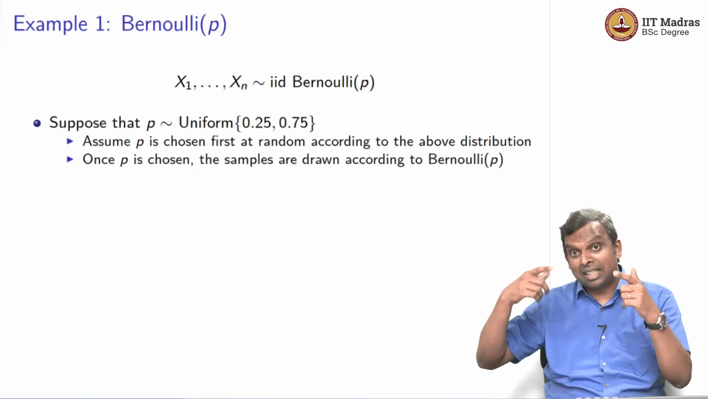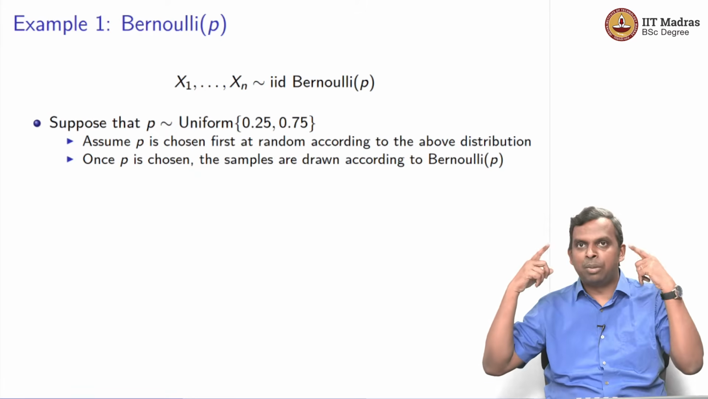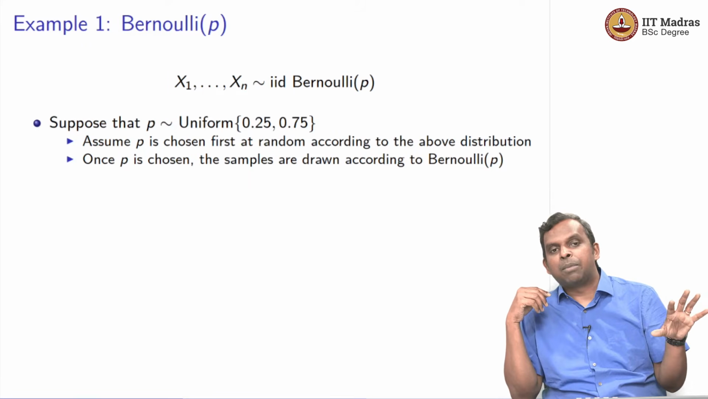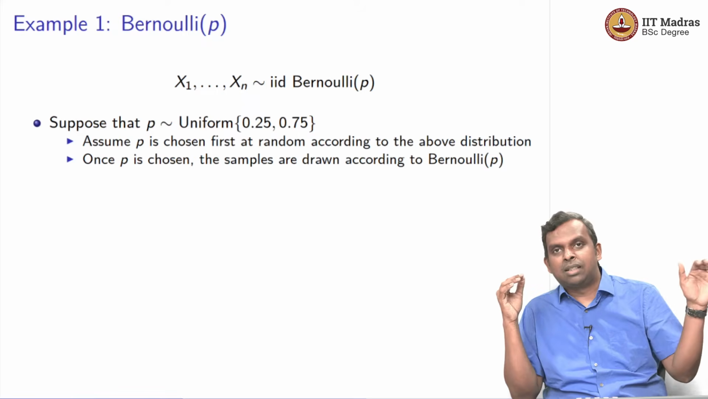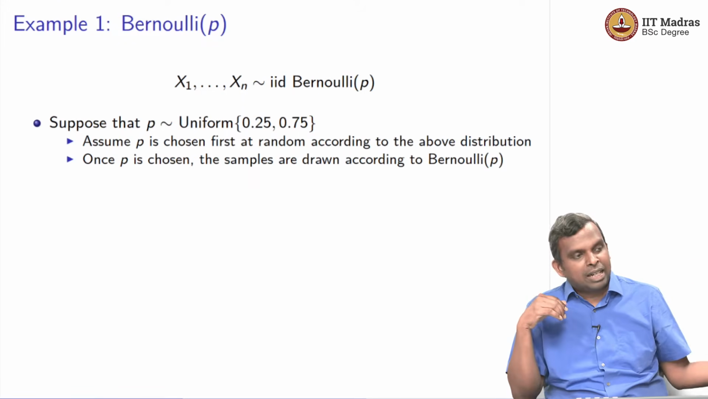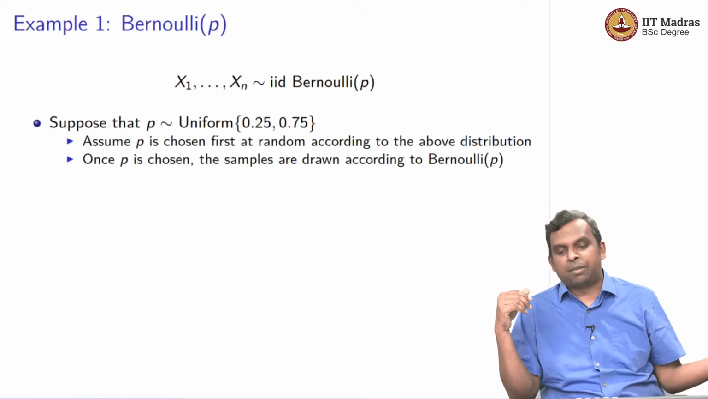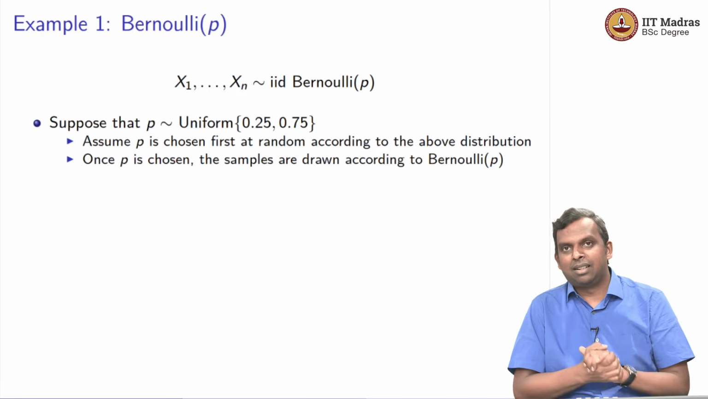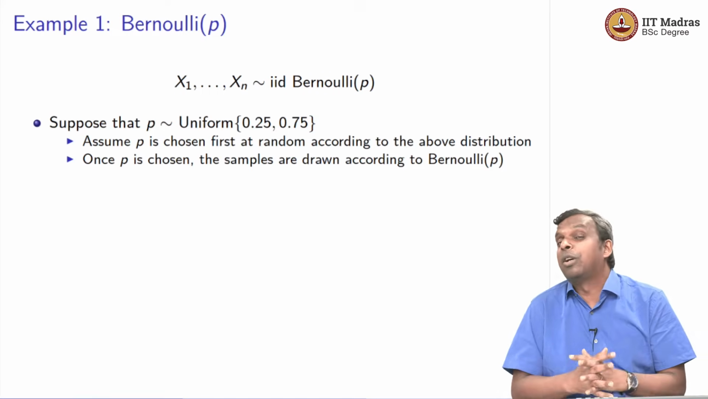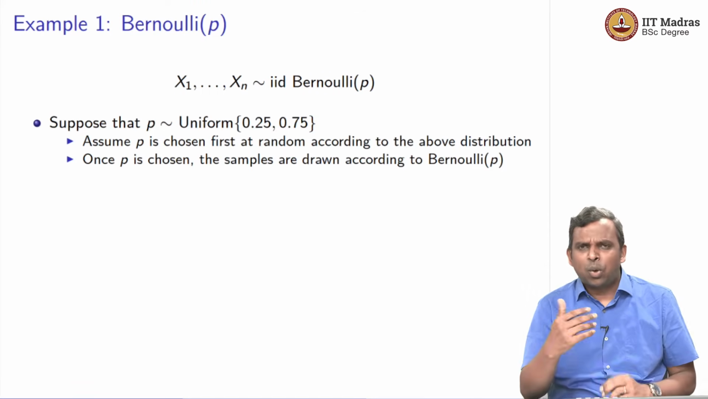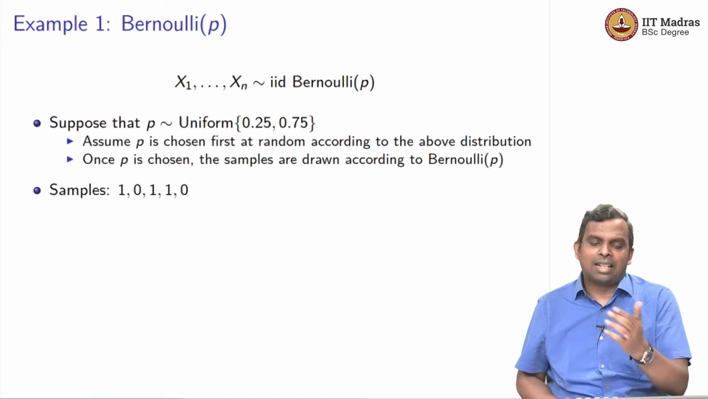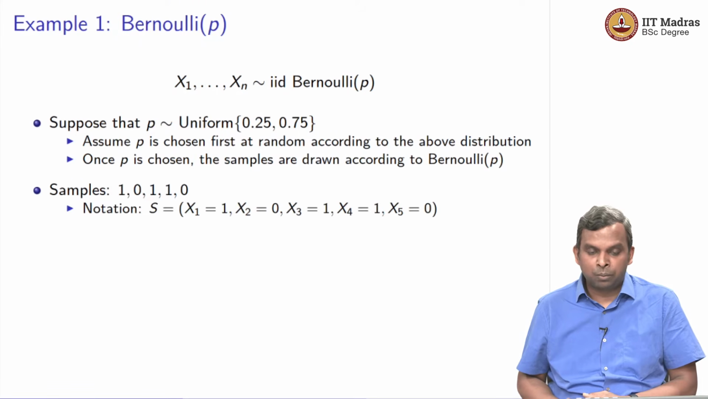This is the sort of Bayesian setting which should be in your mind. The unknown parameter is not some constant which I don't know. I'm going to think of it as coming from some probabilistic experiment. Once you do that, you're in the realm of Bayesian estimation. So what do you do with this knowledge? Once you say P is uniform, here are samples 1, 0, 1, 1, 0.